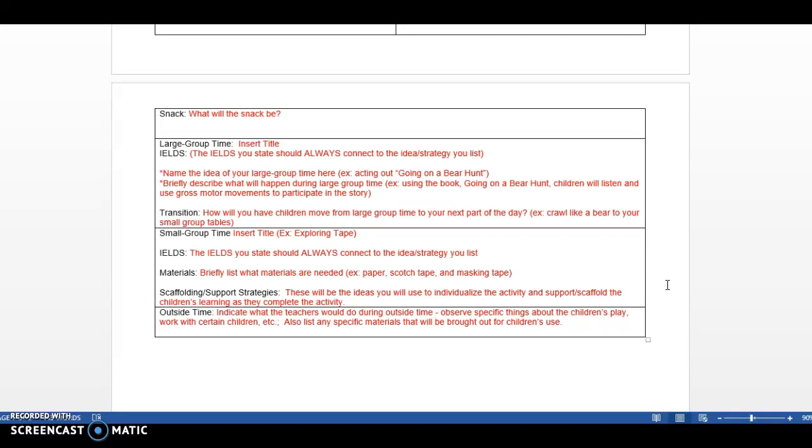And then the final component to your daily plan is just outside time. Again, indicate what the teachers would do during outside time, any specific materials you might need to bring out, anything special that you might implement during that time. So that's what you need to put to complete this plan.